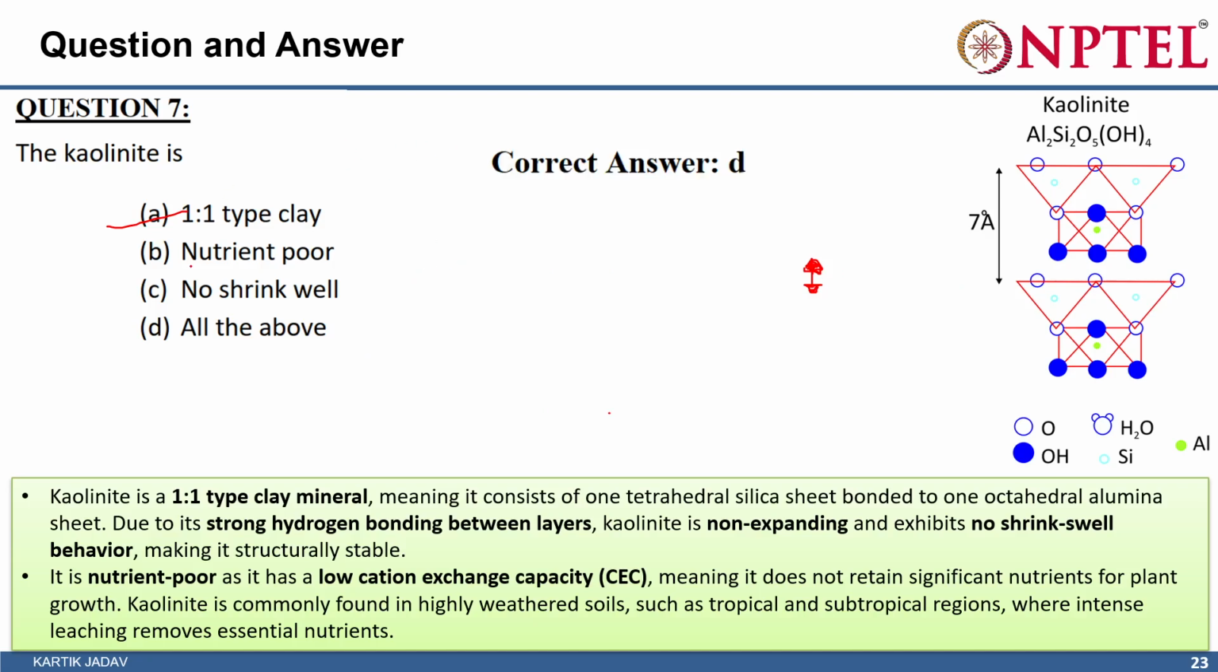And the correct answer is option D. Okay. So all this is related to kaolinite. It has poor nutrient capacity, no shrink swell capacity, and 1:1. It is a 1:1 type of clay. And here the structure of kaolinite and distance between two kaolinite layers is 7 angstrom.